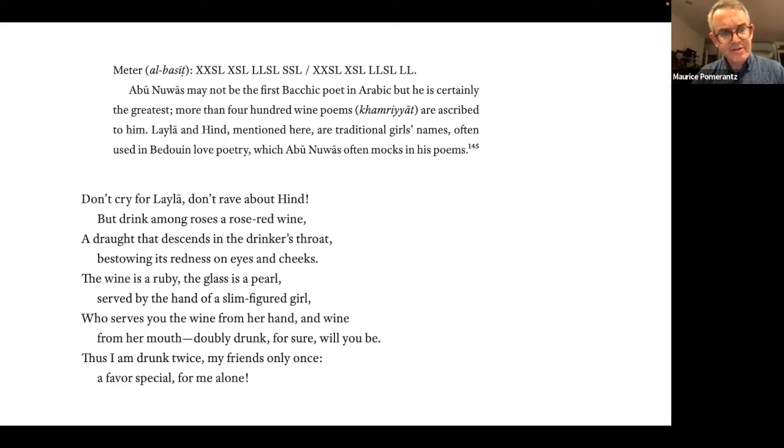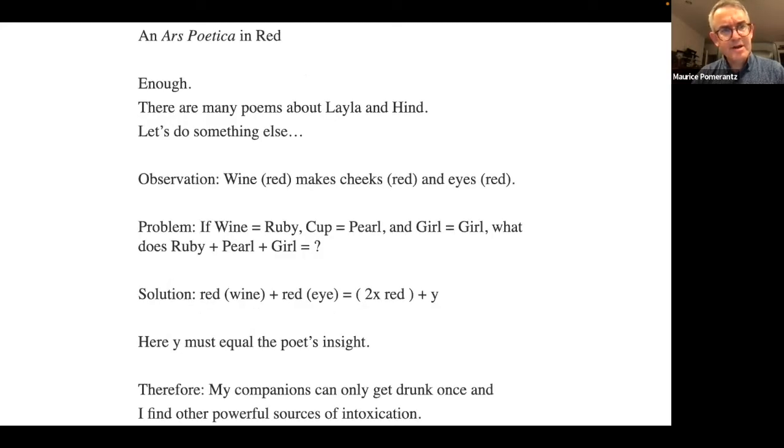So that's an example, and I called it an Ars Poetica in red, and Ars Poetica, of course, is a poem about poetry. So that was the insight. I hope, translation is often about insight.